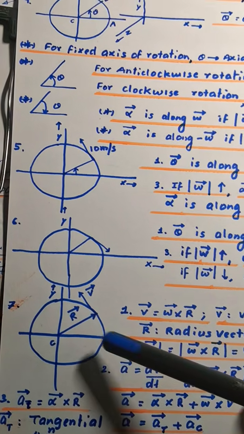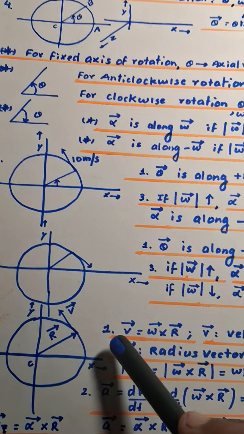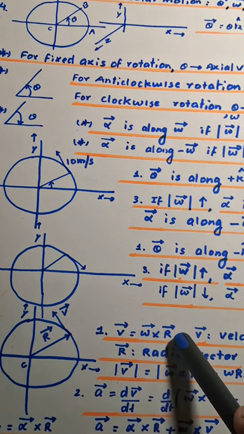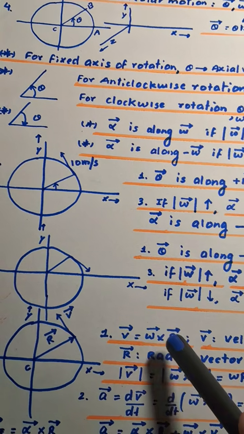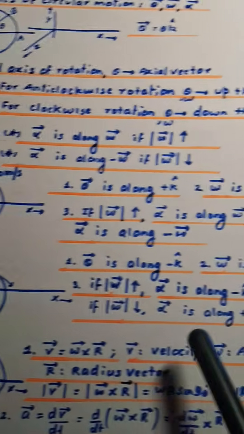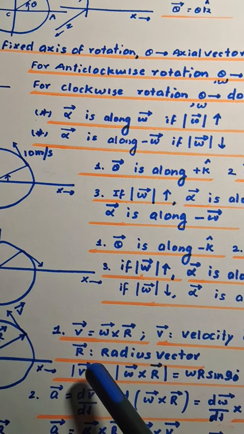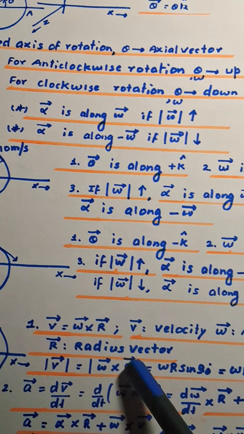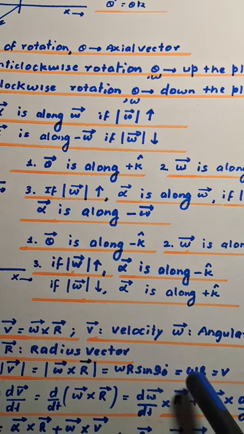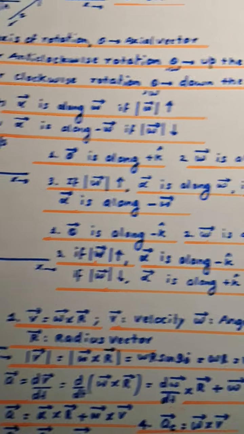Now coming to the seventh point, which is about the relation between linear and angular parameters. The first relation we have is that linear velocity is angular velocity cross r. So this is the cross product of omega and r. Here v is the velocity, omega is the angular velocity, and r is the radius vector. If we find the magnitude of velocity, that is the magnitude of omega cross r, that will be omega r sin 90, which is omega r, equal to v. So this gives us the relation between linear speed, angular speed, and radius.